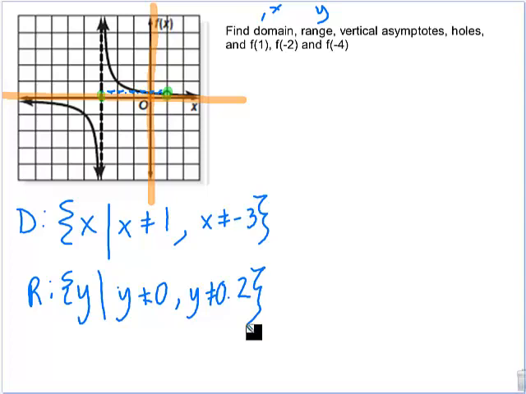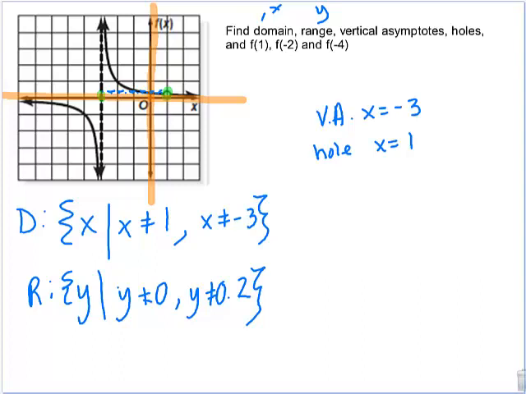Okay. Vertical asymptotes. Where's vertical asymptotes on here? At what value? -3. So x equals -3. Holes. Where's the hole here? X equals 1. And the very last thing we're going to do to these graphs is we're going to find 3 values for f. So in this case, f of 1, f of -2, and f of -4.